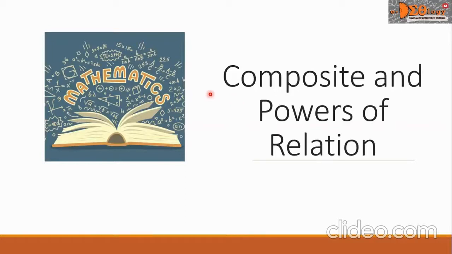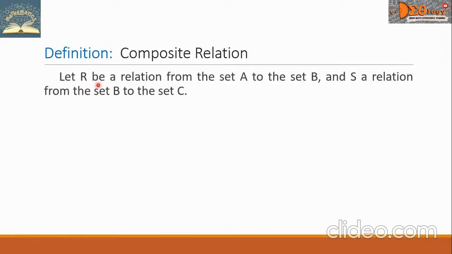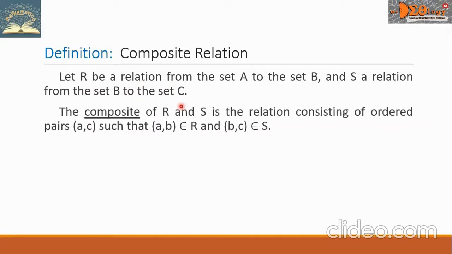Today, we're going to study composite and powers of relation. Let us define composite relation. Let R be a relation from the set A to the set B, and S a relation from the set B to the set C. The composite of R and S is the relation consisting of ordered pairs (a, c), such that (a, b) is an element of R and (b, c) is an element of S.